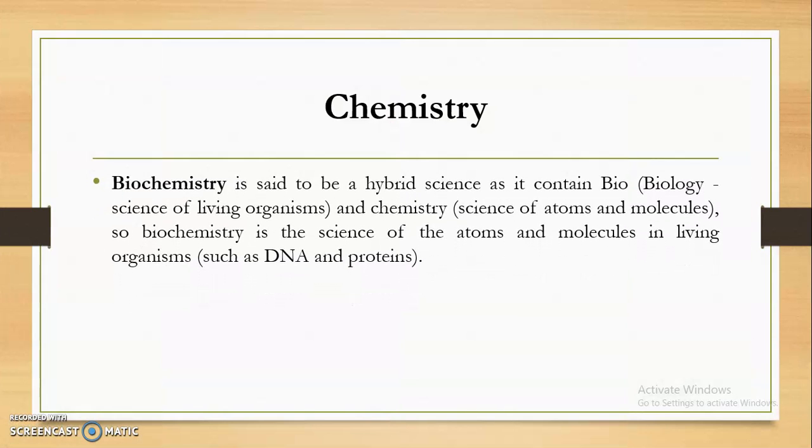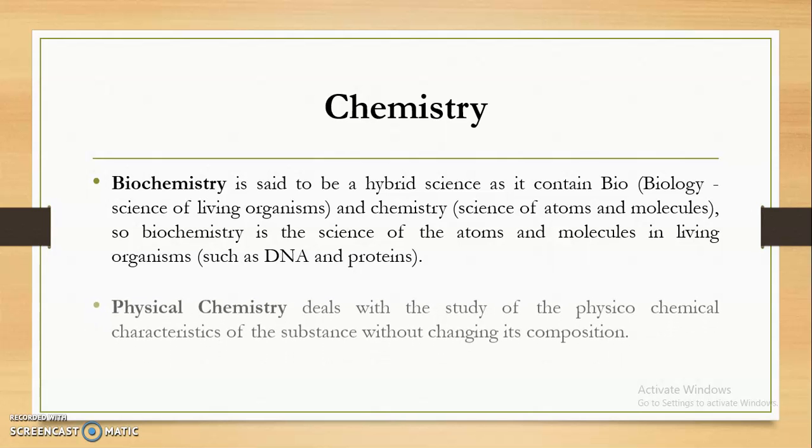Then the next branch of chemistry is biochemistry. Now biochemistry is said to be a hybrid science, as it contains bio, that is biology, the science of living organisms that you know, and chemistry, the science of atoms and molecules. So biochemistry is the science of atoms and molecules in living organisms such as DNA and proteins. The study of DNA, proteins or RNA is carried out in biochemistry. So this is another subject of your syllabus, that is biochemistry.